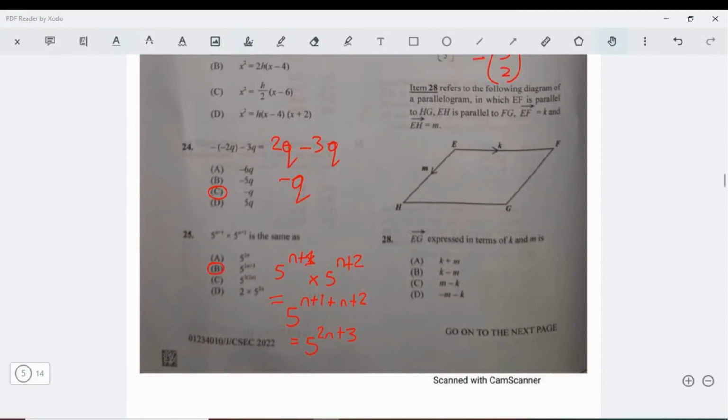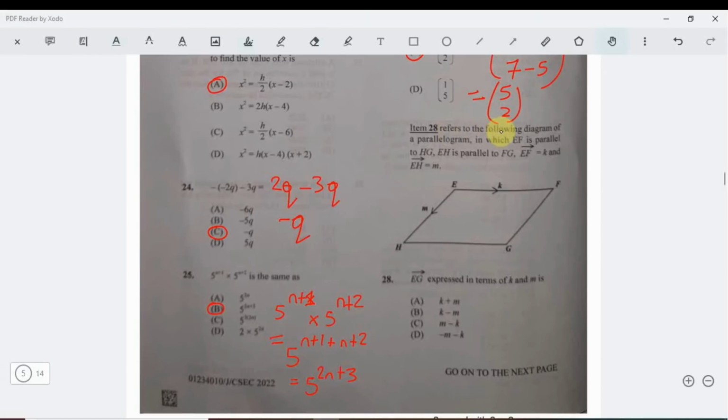Question 28. It says, this refers to a parallelogram in which EF is parallel to HG, EH is parallel to FG, and EF is K and EH is M. EG expressed in terms of K and M is, so we're going from E to G, right? So to go from E to G, first thing we need to do is go from E to H. So let's write it down here. Going from E to G, we need to go from E to H, and then we need to go from H to G. That's how we're going to do it.